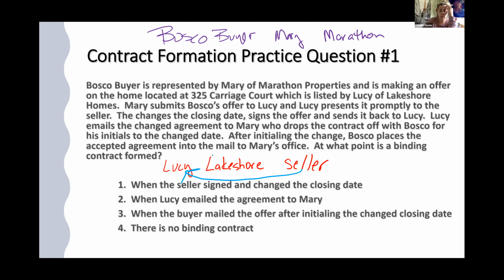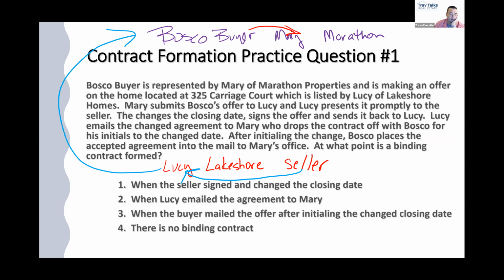But we have to wait. It says Lucy emails a changed agreement to Mary. So now does everybody agree that we're here? Lucy emails a changed agreement to Mary, who drops the contract off with Bosco for his initials to the change date. After initialing the change, Bosco places the accepted agreement in the mail to Mary's office. So we'll do a different color line here. Bosco places it in the mail to Mary's office.